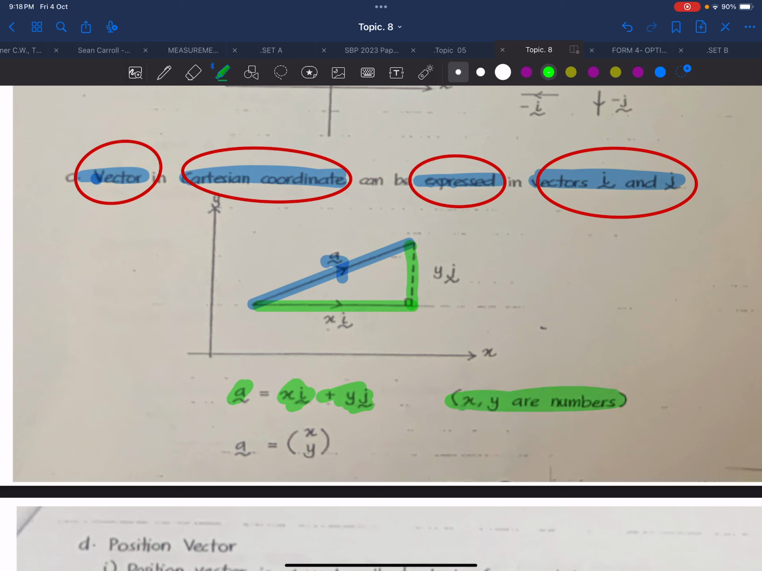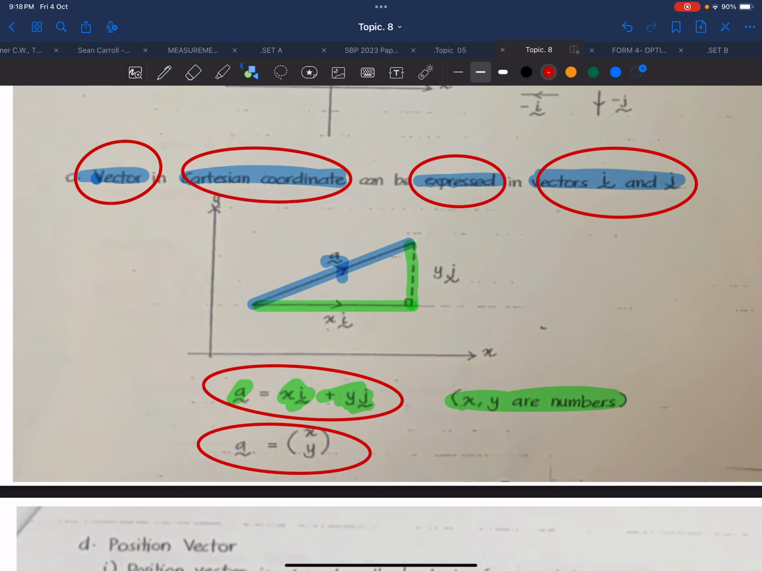Now writing like this, we also can write it in column form. For example, if I have a vector A, 2i plus 3j, I also can write it in a column, 2 on top, 3 below. Okay, two integer numbers.